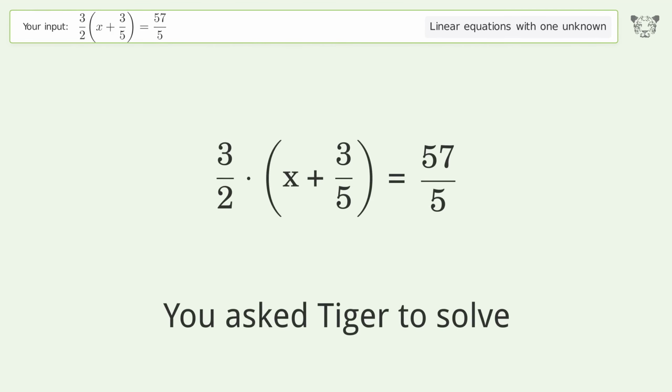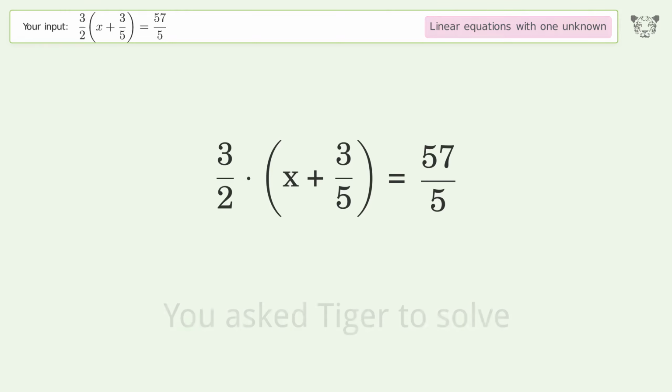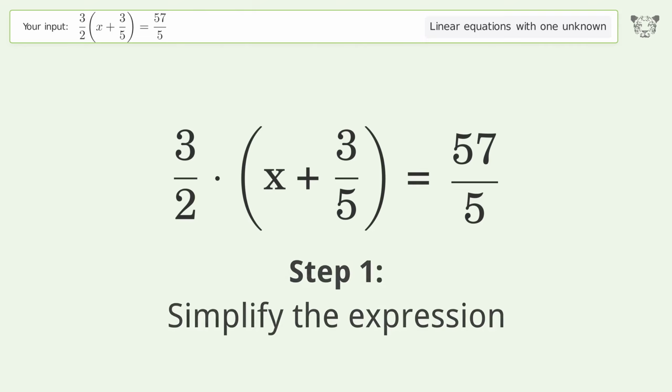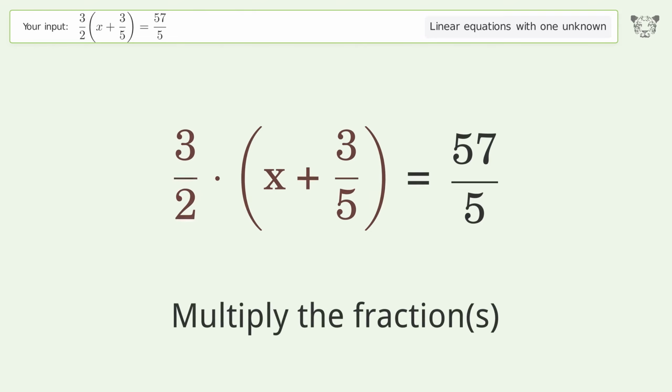You ask Tiger to solve. This deals with linear equations with one unknown. The final result is x equals 7. Let's solve it step by step. Simplify the expression. Multiply the fractions.